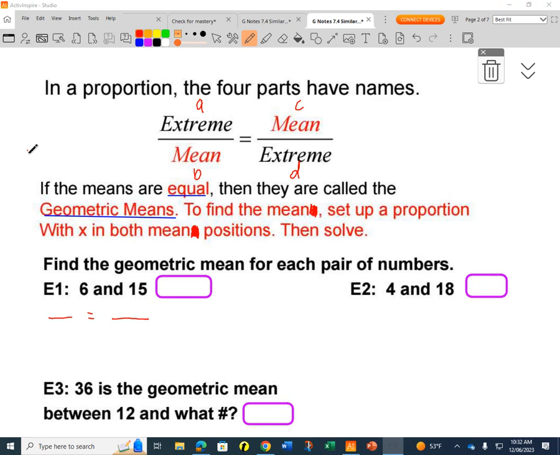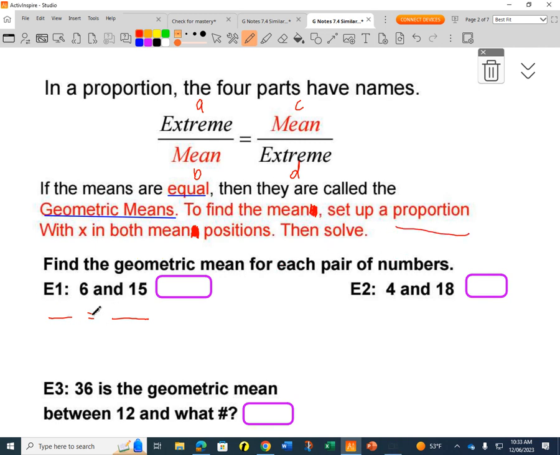We just reviewed the position of the extremes and means in a proportion. If the means have the same value, then they are technically a geometric mean of this relationship. If we're finding the geometric mean for each pair of numbers, we said we're going to set up a proportion.